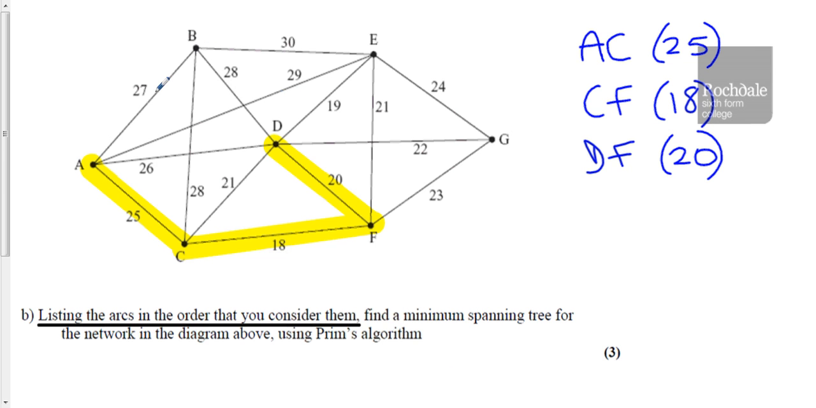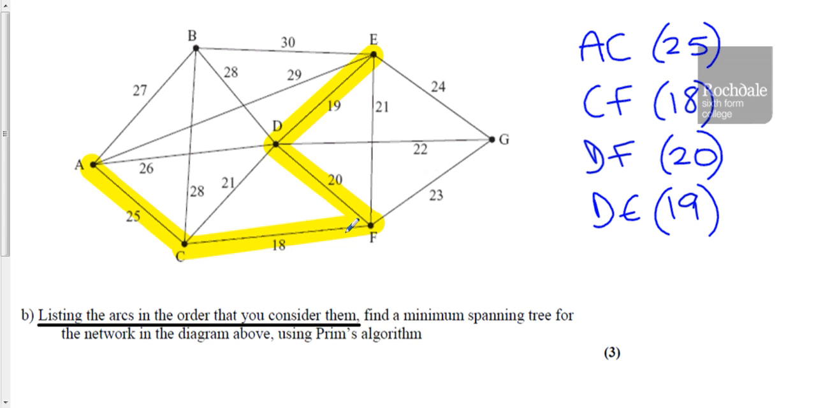Now I'm not going to go through all the options for this next one, but I will mention that CD is no longer one of the possibilities. C and D are both part of my tree, so I will not even consider that edge CD. Same goes for AD. A and D are both part of the tree already, so not going to consider that one. Out of all the possible ways of connecting a new vertex to the current tree, DE 19 is the shortest. So DE 19.